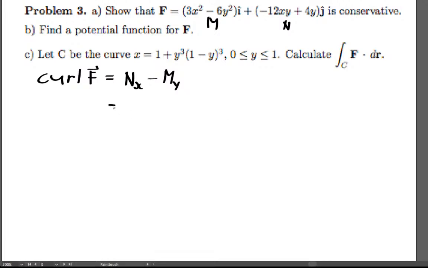And so when you do this, N of x, that's minus 12y plus 4. When you derive it by x, the 4y will turn to a 0. Then you subtract the entire thing by M, but in the y direction, in terms of y, which is 12y. And this would equal 0, which proves that this field is conservative.